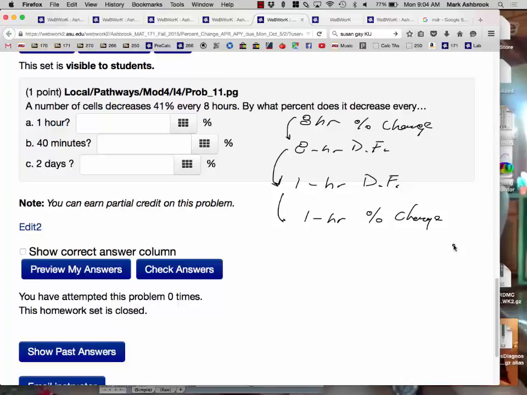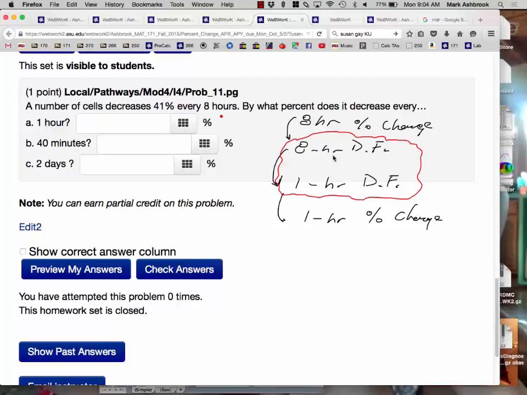So remember the big illustration that I had, and that you can't go directly from percent change to percent change. You got to get on the decay factor or growth factor. Those transfer directly and quickly. So to get from one percent change to another, that transfer happens across decay factors, not across percent change.